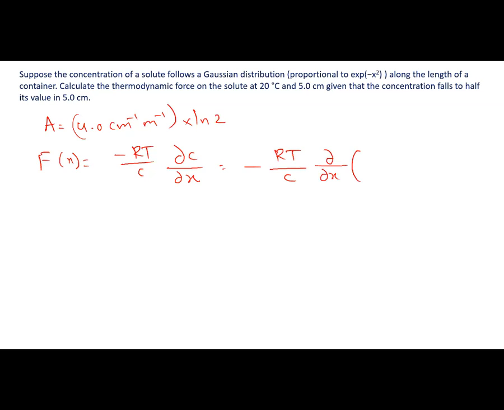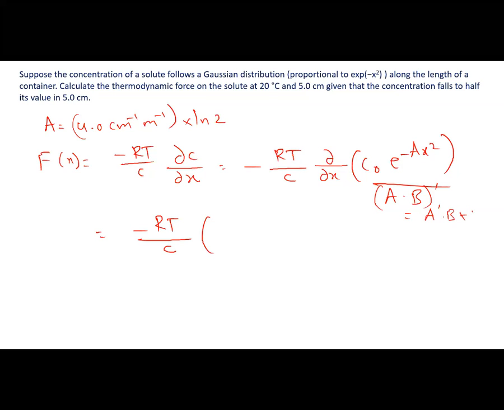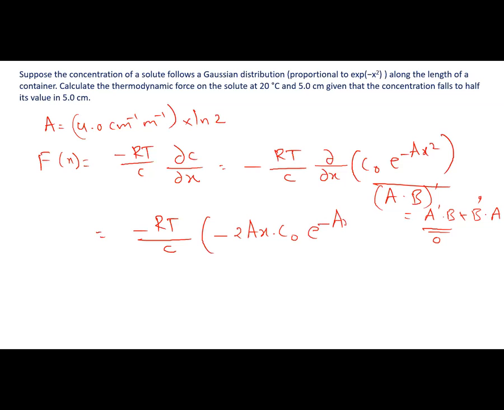dC over dx is equal to C naught times e power minus a x squared, because this is the Gaussian distribution of the concentration. So when you solve this exponential, this is the derivative of a times b, which is a derivative times b plus b derivative times a. But here the first term is constant, so the first term is going to be 0 since C naught is a constant. And the derivative of the second term is given as minus 2 ax C naught e power minus ax squared.